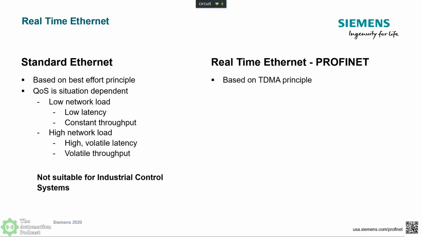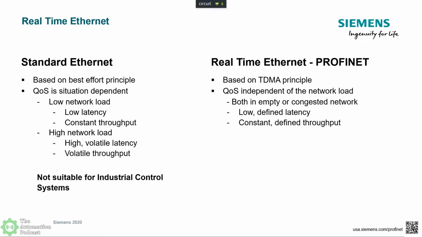So with PROFINET, which is based on a TDMA principle, time division multiple access, we have a quality of service which is independent of the network load. Both in empty or congested networks, we have a low defined latency and we have a constant defined throughput. So that quality of service is required for industrial control systems.